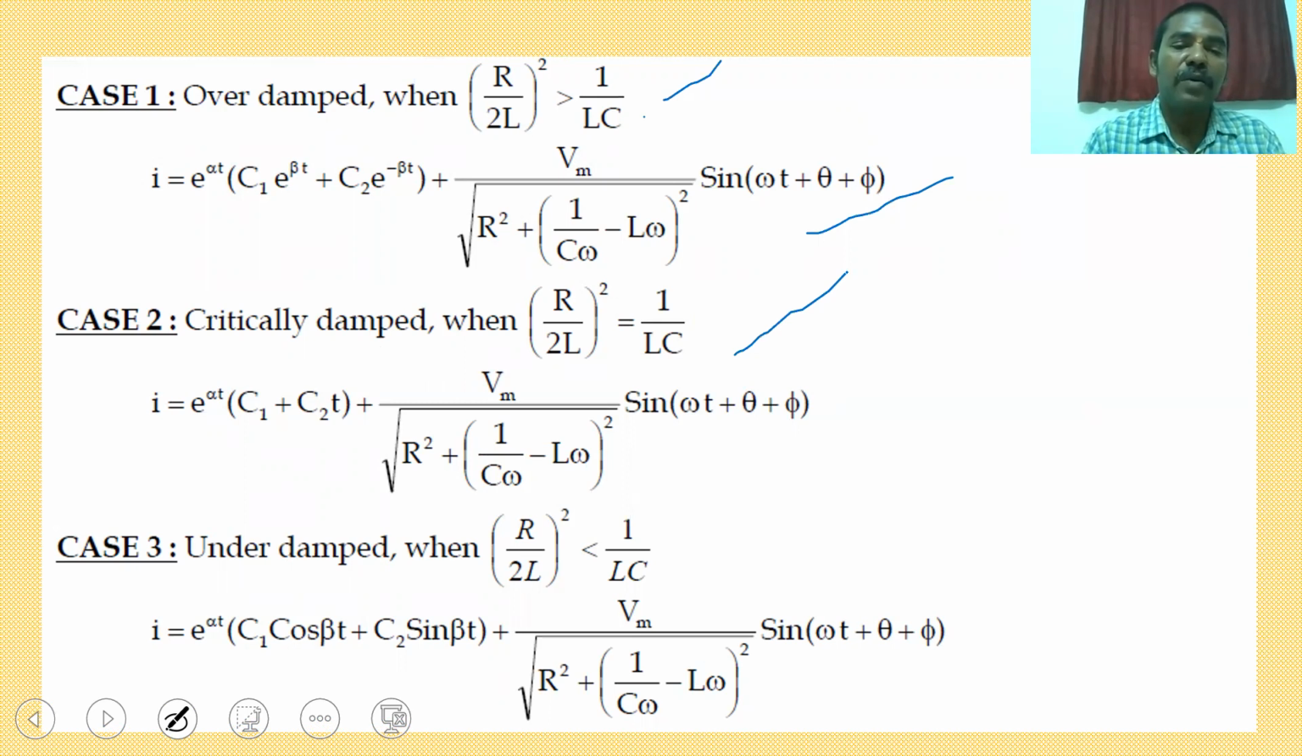If the roots are the same, that is (R/2L)² = 1/LC, it is a critically damped condition. So you get i = e^(αt)(c1 + c2 t) + Vm/Z sin(ωt + θ − φ). If it is an underdamped condition, that is, complex conjugate roots are there, the overall response is i = e^(αt)(c1 cos βt + c2 sin βt) + Vm/Z sin(ωt + θ + φ).